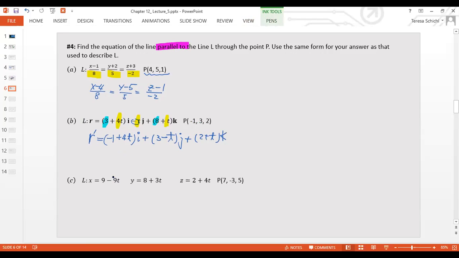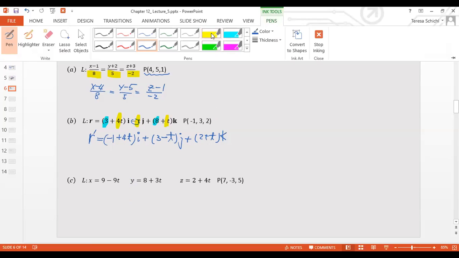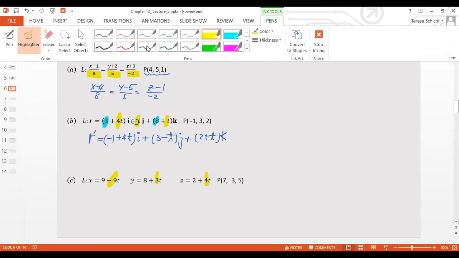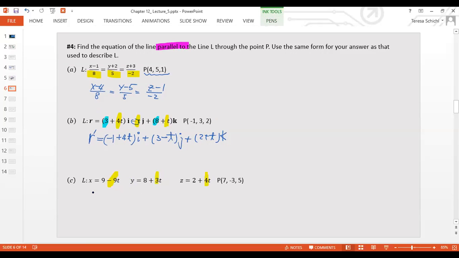All right, so now number c is here. Oh, I'm sorry, this is a symmetric form. This is a parametric form. So for the parametric form, first let's recognize where my direction vector is, here, here, and here. Okay, so now this one is pretty easy to do. So what are the answers here? So x equals what? 7 minus 9t. y equals what?